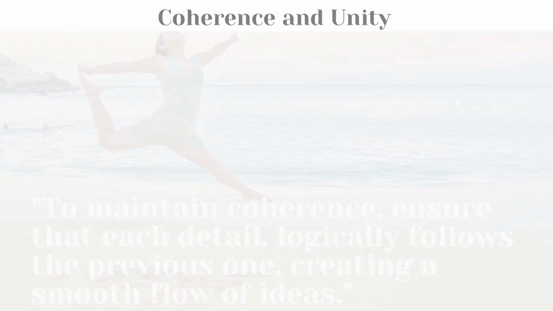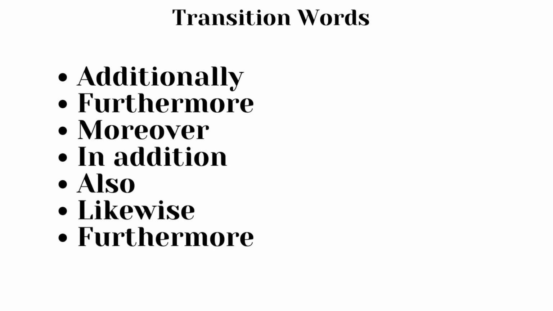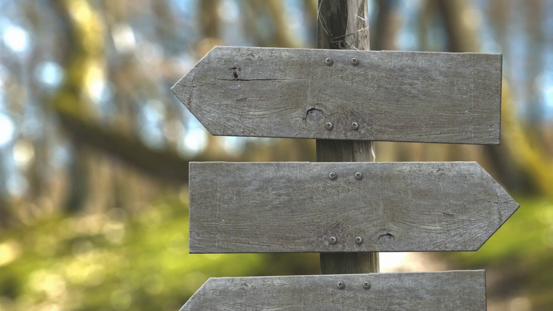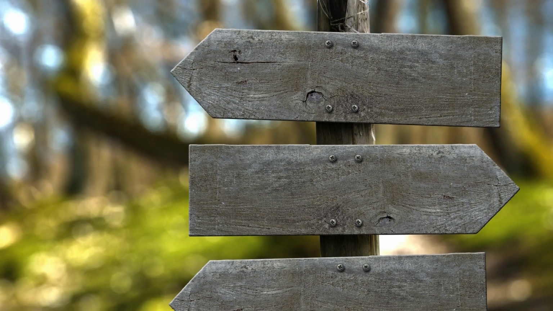Coherence and unity. To maintain coherence, ensure that each detail logically follows the previous one, creating a smooth flow of ideas. To enhance coherence, we can use transition words and phrases, such as furthermore, in addition, and on the other hand, to connect our sentences. These words act as signposts, guiding your reader through your paragraph.